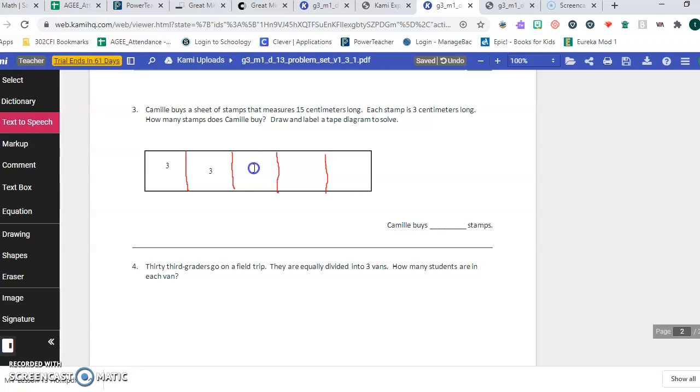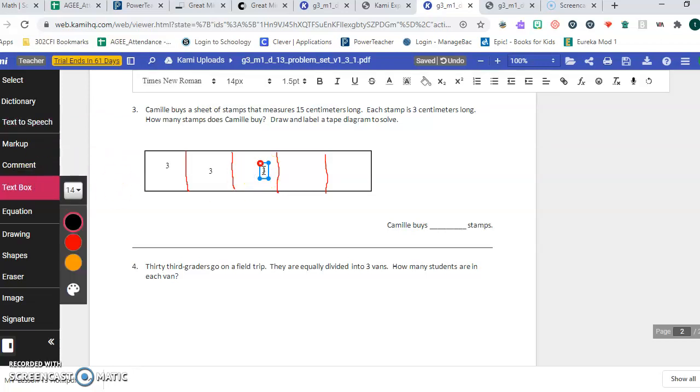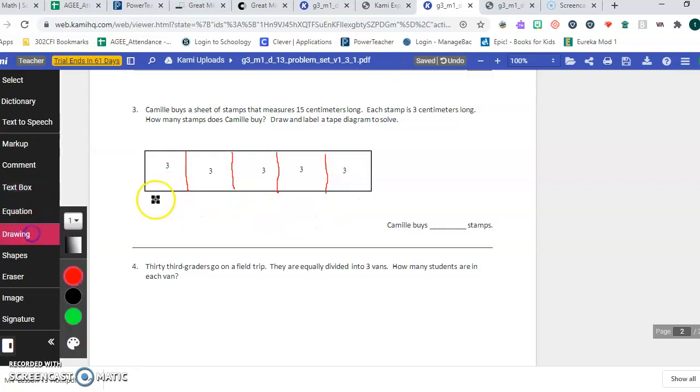Whoops. I don't know why that keeps happening. There we go. 3. Do another one. 3. And another one at 3. And I can see, I can go ahead and finish this thing up.